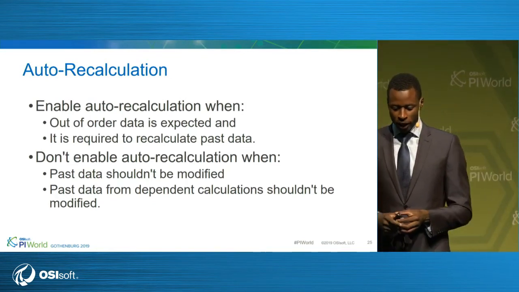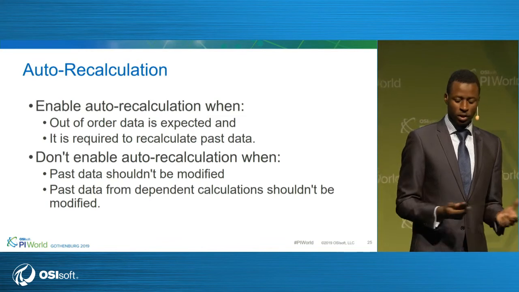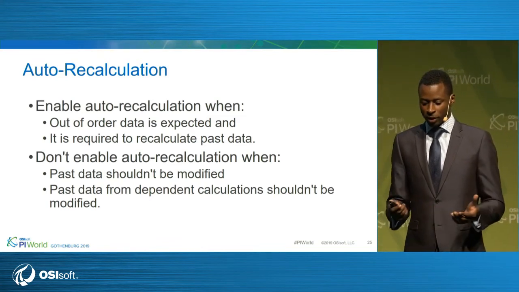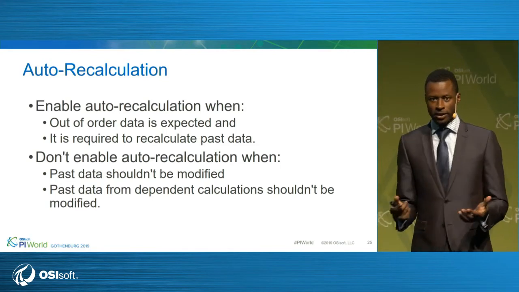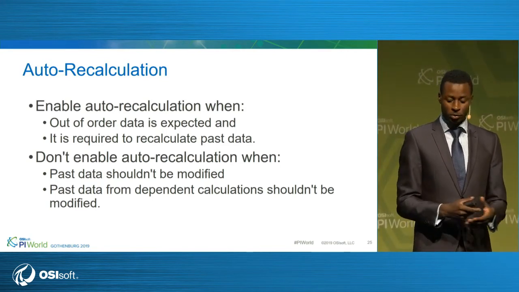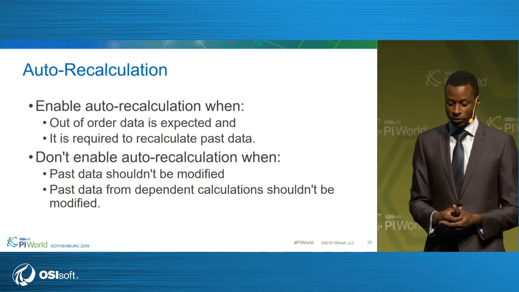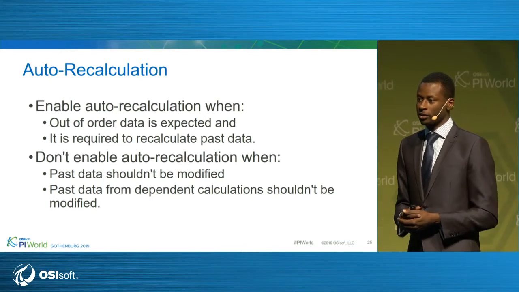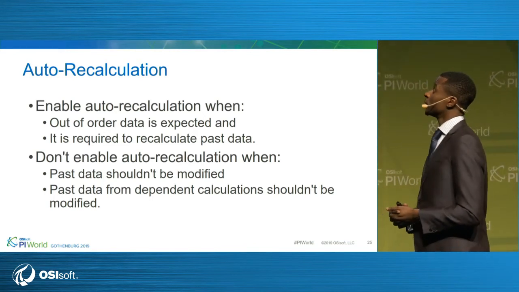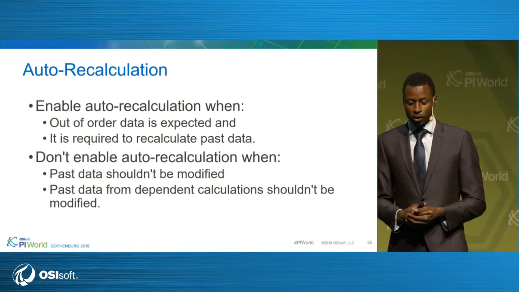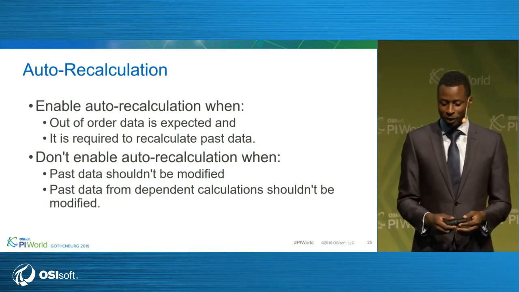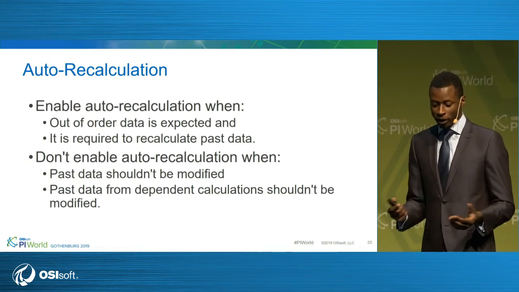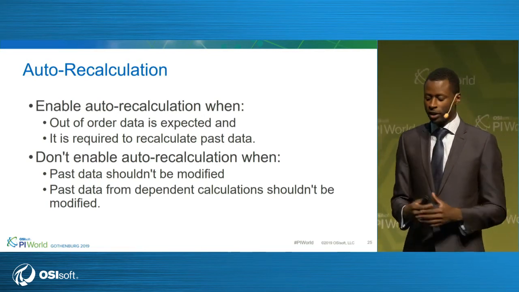Okay, and auto-recalculation just allows you to auto-recalculate when you receive out-of-order data, for example. This can be enabled when out-of-order data is expected, or if, for example, you require to recalculate past data. This is when you would use auto-recalculation. So don't enable auto-recalculation when past data shouldn't be modified. This is not when you would like to use this feature, or when the past data from dependent calculations shouldn't be modified.